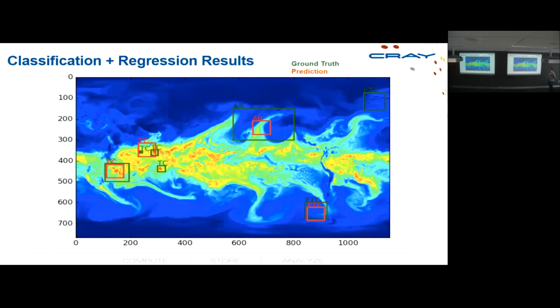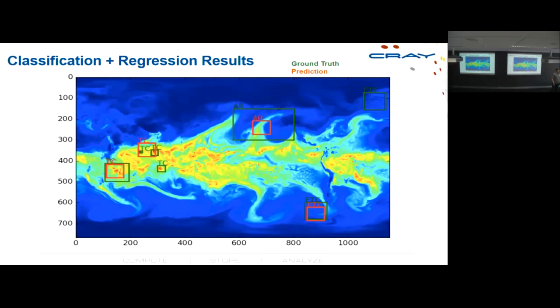And it not only did that, they used it to generate bounding boxes for extreme weather events so that it would find them, which was, in some sense, what their original goal was, but that seemed way too hard to ask an intern to do in a couple of months.